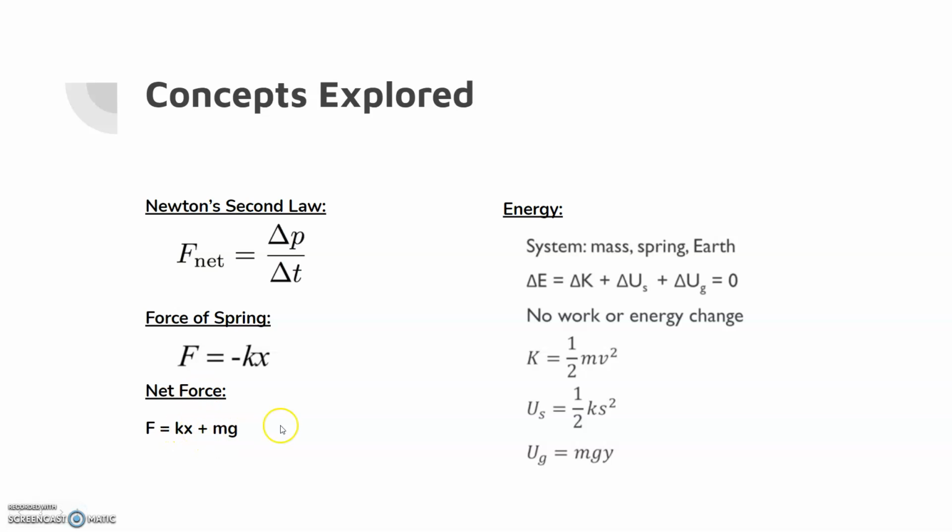And then the energy principle. The three objects in this system are the mass, the spring, and the earth. And there's no surroundings, so the conservation of energy states that the change in energy should be equal to 0. And then no work means there's no energy change. So the formula for kinetic energy equals 1/2 mv squared. The formula for potential spring energy is 1/2 ks squared. And the formula for potential gravitational energy equals mg, and then the height.